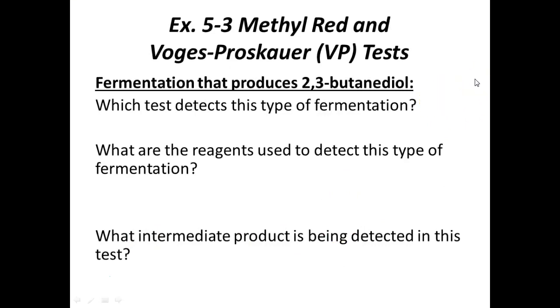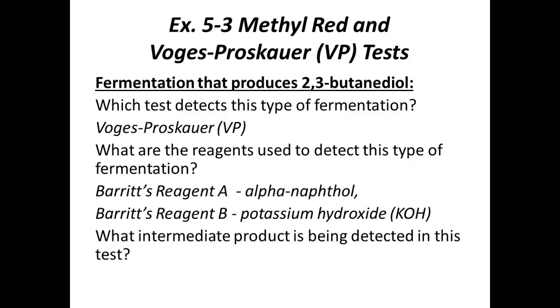So, which test is for fermentation that produces 2,3-butanediol? That's our Voges-Proskauer, our VP test. What reagents? We used 2, did we not? We used Barritt's reagent A and B. But what chemically they are is alpha-naphthol and potassium hydroxide. What is the intermediate product that we're actually detecting by using these chemicals? Acetoin. Not to be confused with acetone. These are different.